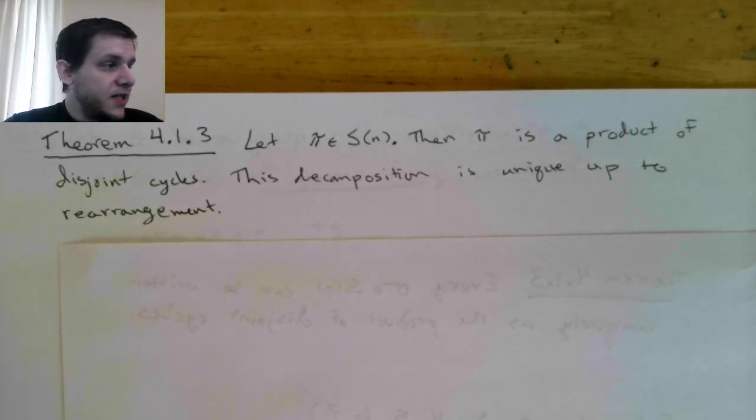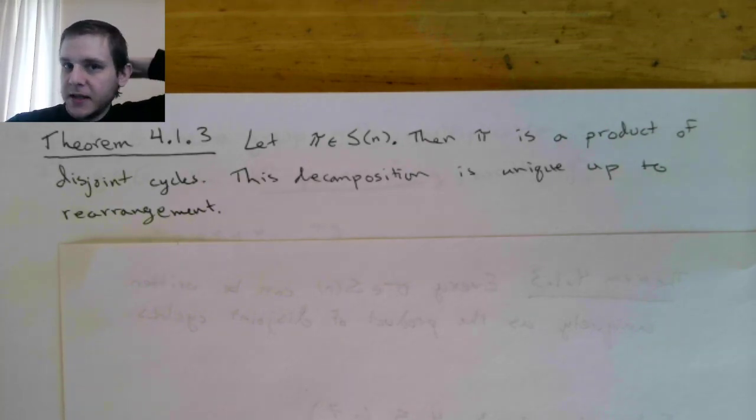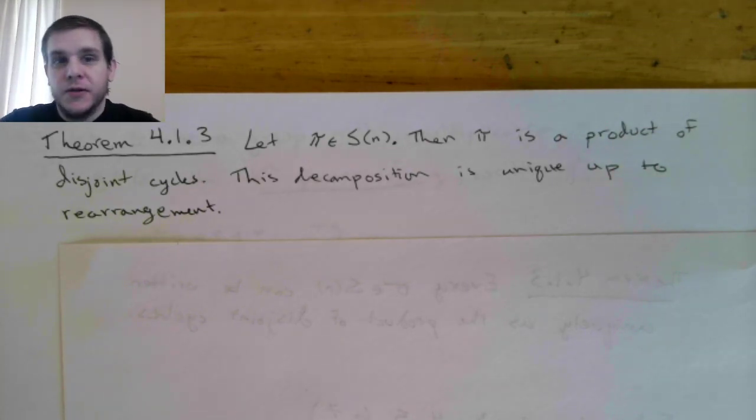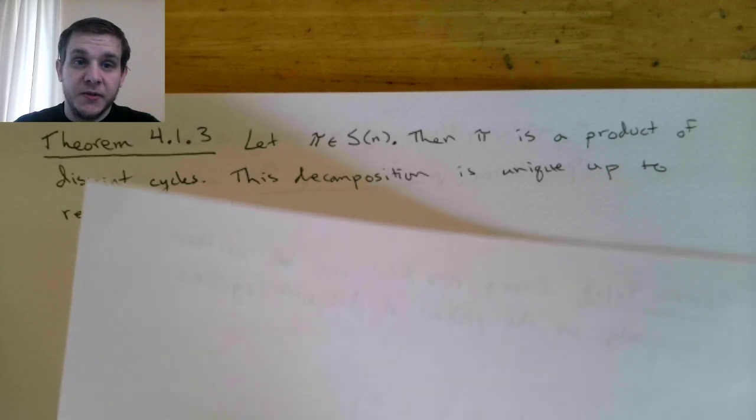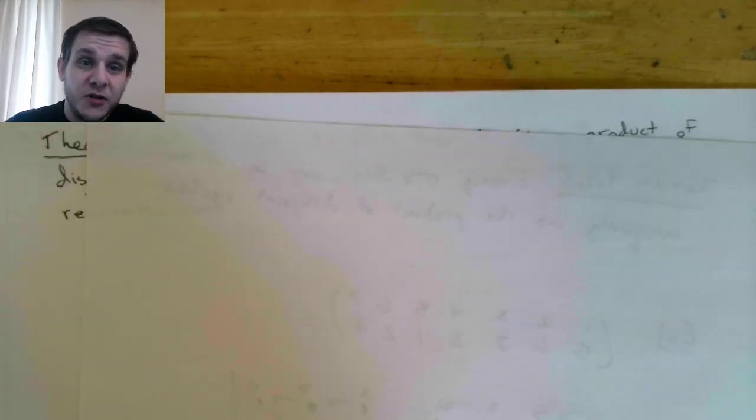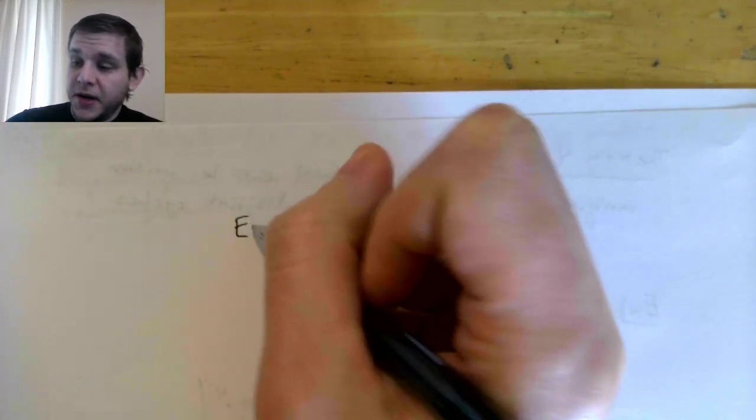And last time, when we talked about cycle notation, we sort of showed how to go about writing something in cycle notation. So let's do one example of that before we go into the theorem, because the theorem is basically just writing this down formally. So let's do an example of how to actually compute this.